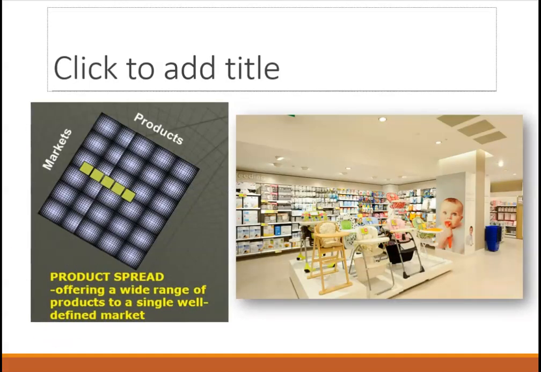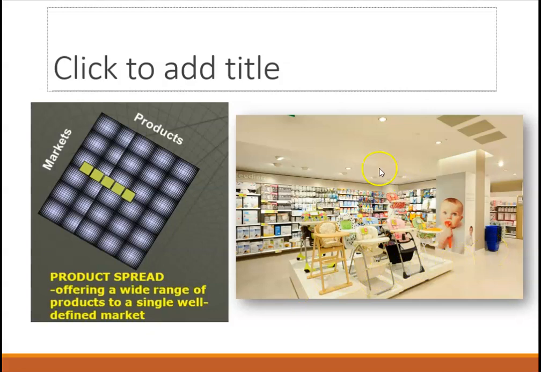Another example of generic strategies for product market domain is product spread. It offers a wide range of products, but to a single well-defined market. I give you an example here: a baby specialty store. We have Mothercare, for example.